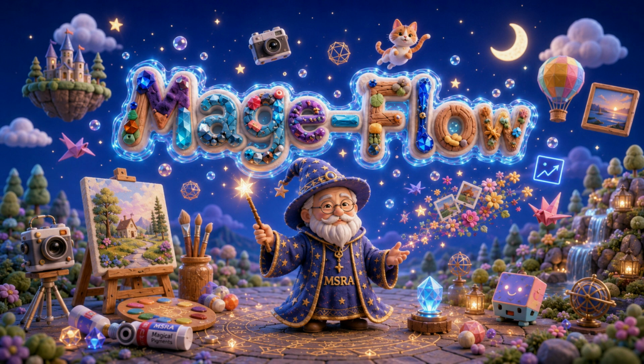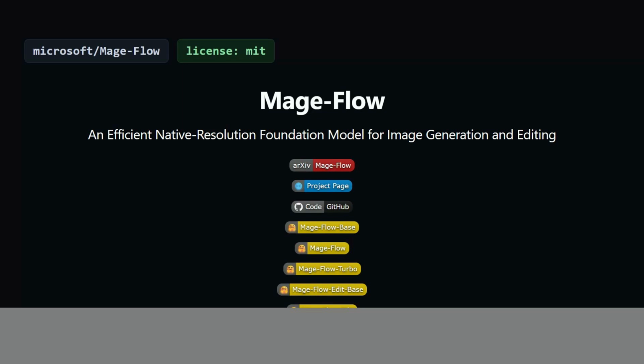Microsoft just released the next open source image model that beats Flux 2, which is a 32 billion parameter model, using 4 billion parameters. It generates images, it edits images, it's MIT licensed, and the weights are already out. And almost nobody has actually run it.